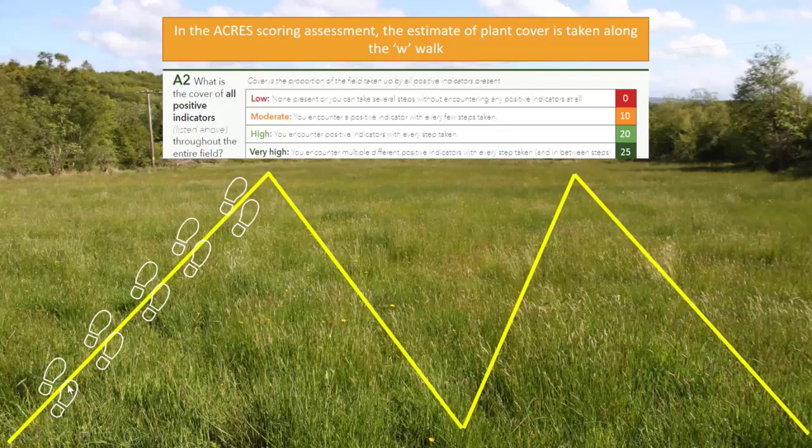You're stopping at points along here. What you're doing is looking at your feet as you go along, to see how many positive indicators are cropping up as you walk. So again, when it's very high, you're encountering multiple positive indicators at every step and in between steps. So you're seeing them everywhere you go. That's how cover was integrated into the acre scoring system. So that's a very rapid run through the acre scoring system in terms of the science behind the vegetation sampling and cover assessment.